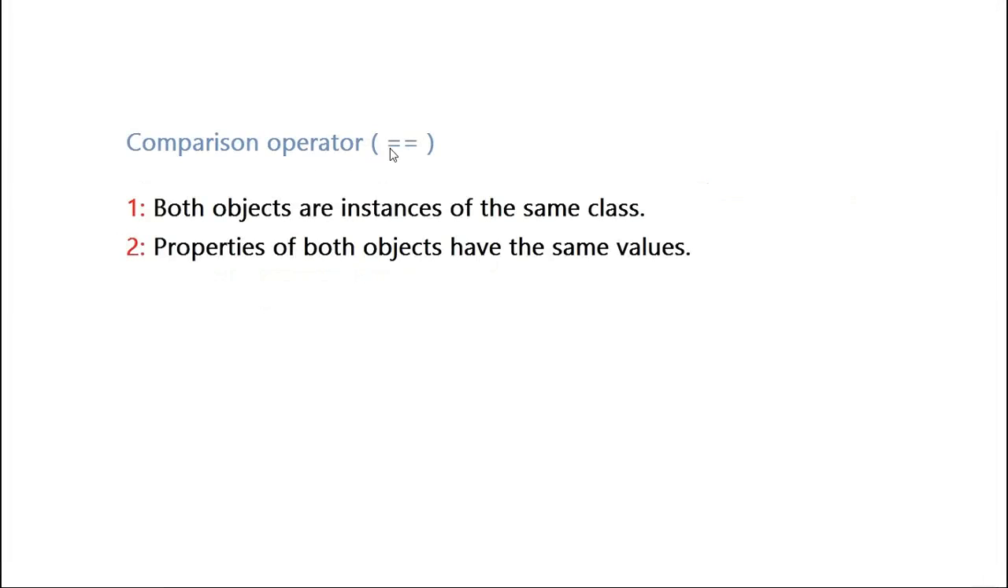Comparison operator. This is double equal sign. When we compare objects using comparison operator, it checks two things. First, both objects are instances of the same class. Second, properties of both objects have the same values. If both conditions are true, then it returns true, otherwise false.